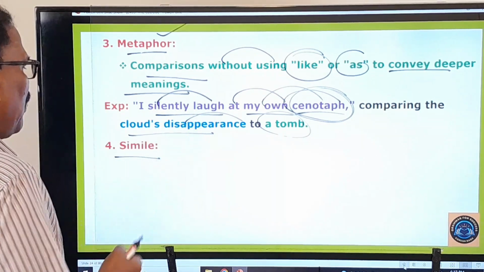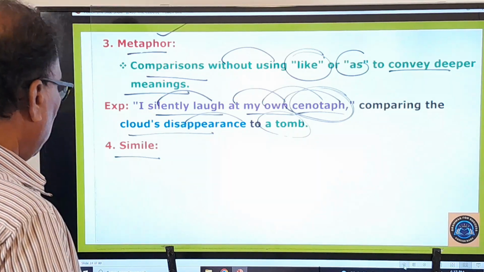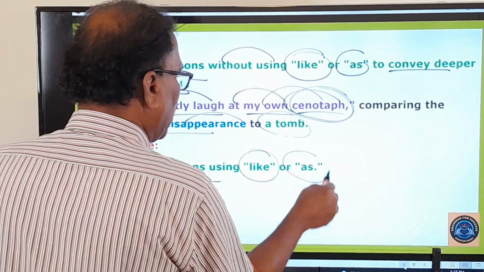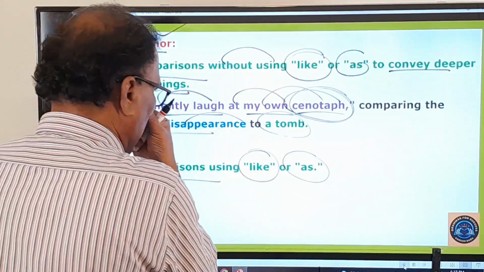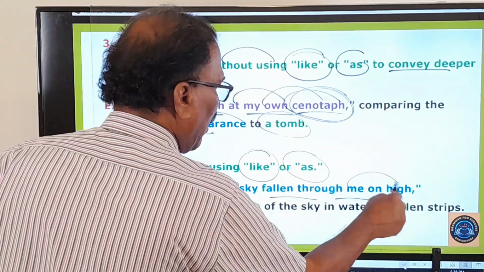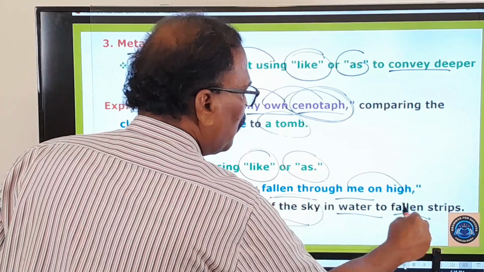Simile is there. Simile is an ordinary comparison. Okay, simile is very simple. What is this? Comparisons using like and as. So in simile you compare things using like or as. You know very well. Look at this example: like strips of the sky fallen through me on high. You know very well, comparing the reflection of the sky in water to fallen strips.